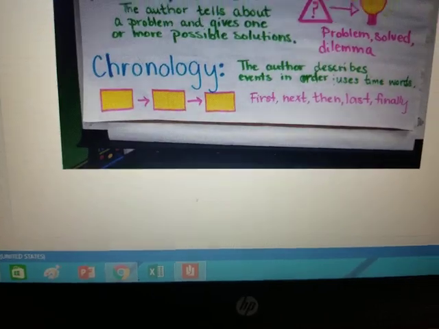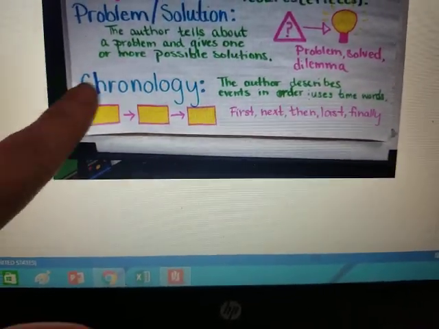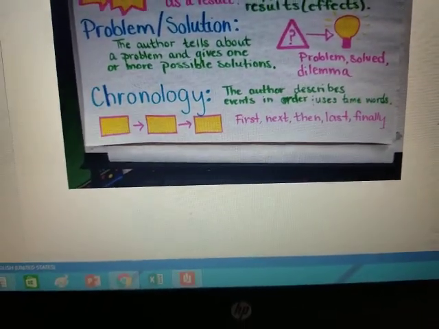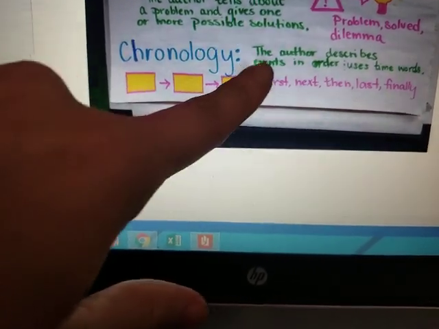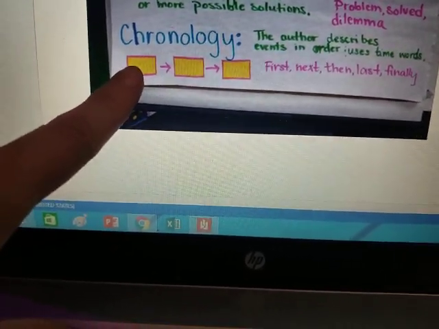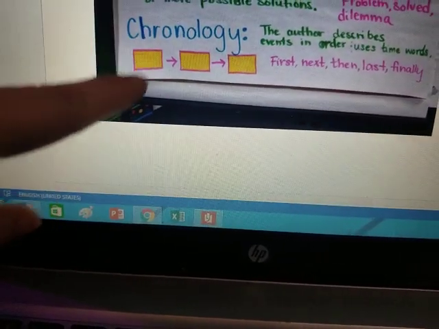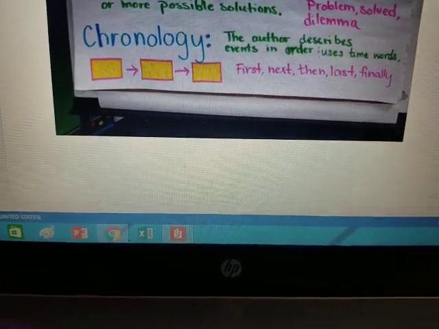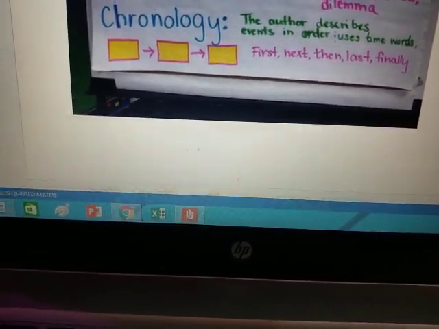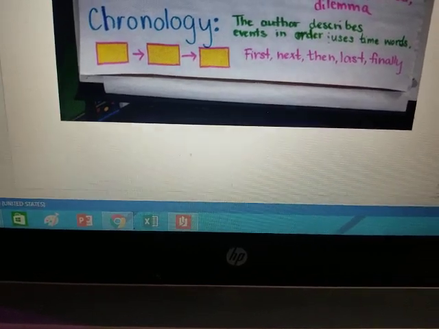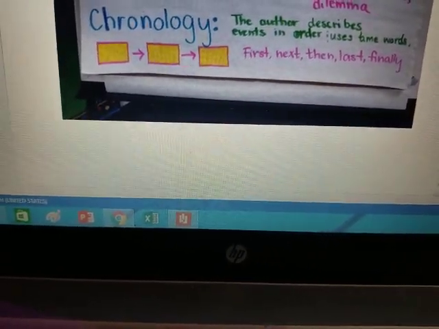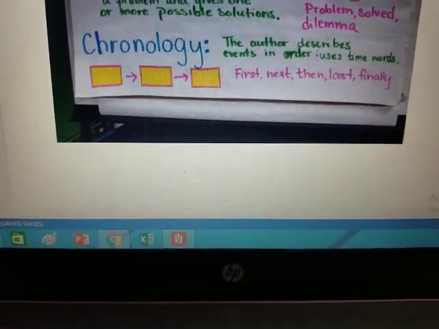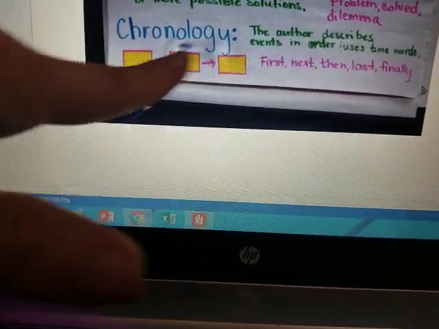And the last one is sequence, chronological. So you're talking about what happens first, second, and then. So these are like step-by-step directions. If they say first, second, then, after, last, finally, then you know the structure is sequence, chronological. It's in order. This just means order.